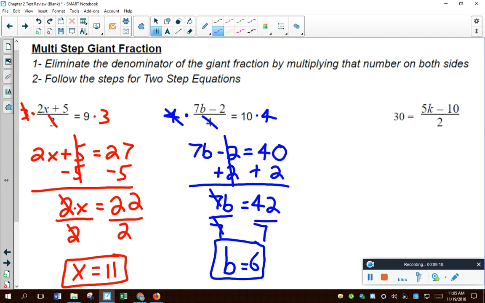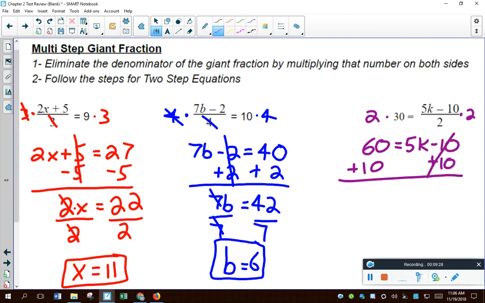In our last equation, we have 30 equals 5k minus 10 divided by 2, so I'm going to multiply by 2 on both sides. 30 times 2 is 60, and that's going to equal 5k minus 10. We'll add 10 on both sides. And we're left with 70 is equal to 5k. To isolate k, we're going to divide by 5. And we're left with k is equal to 14.